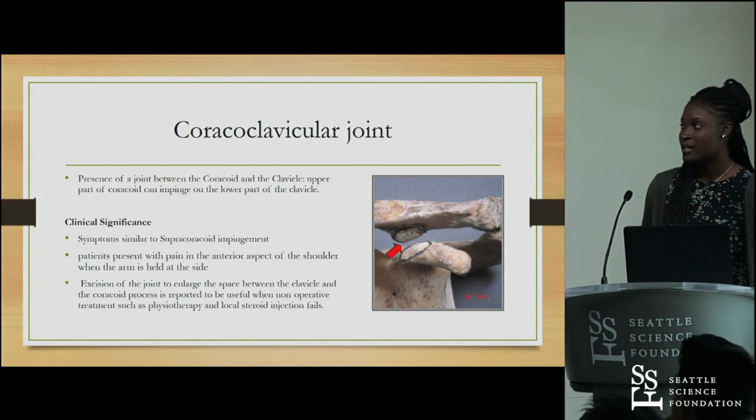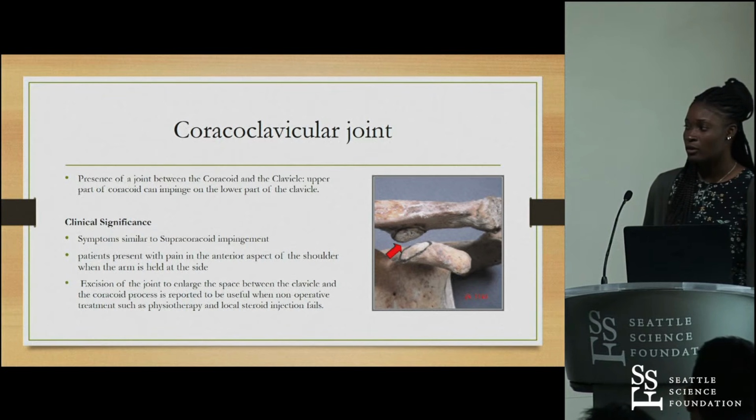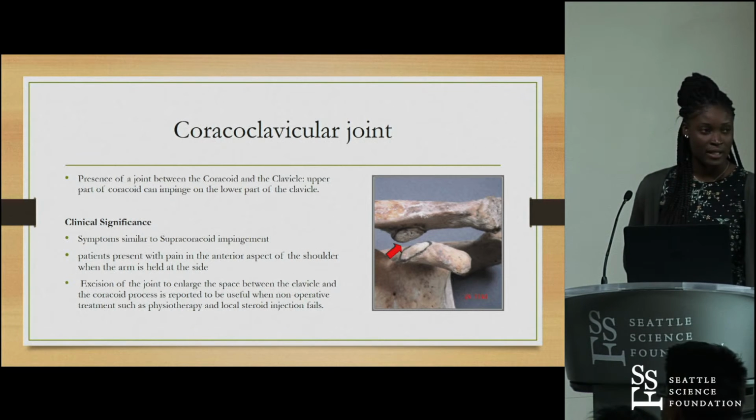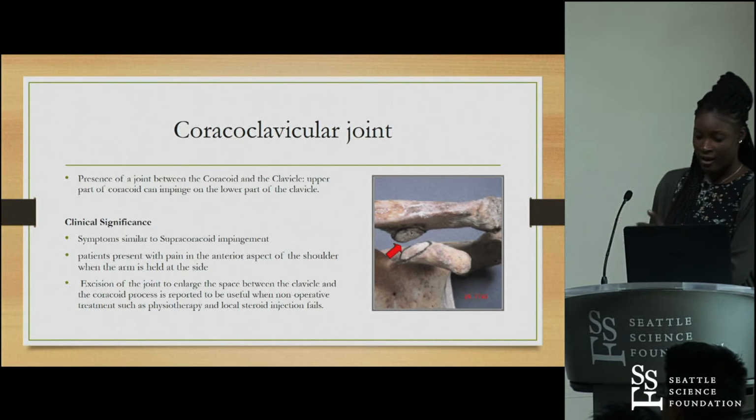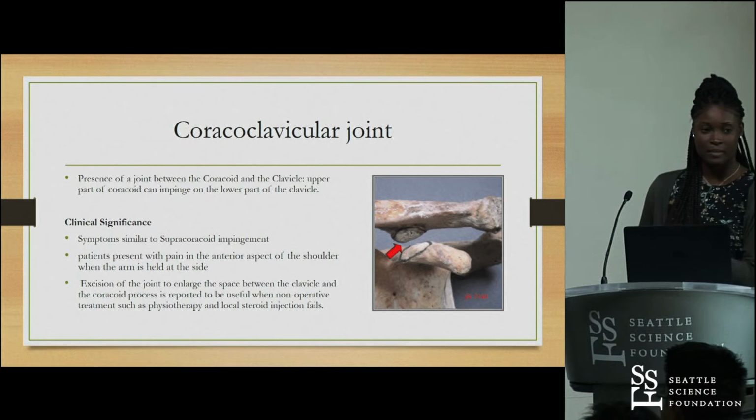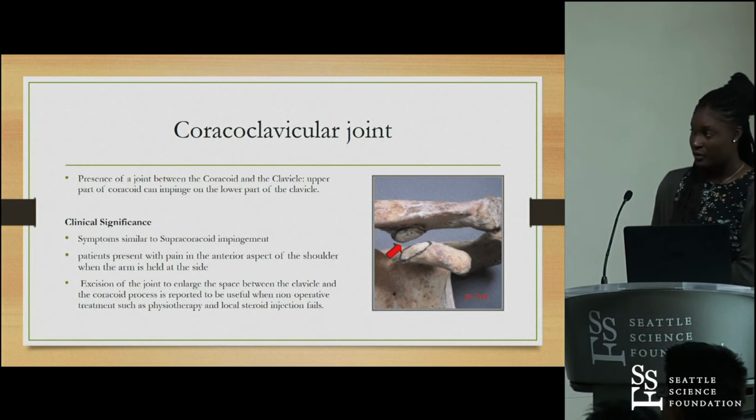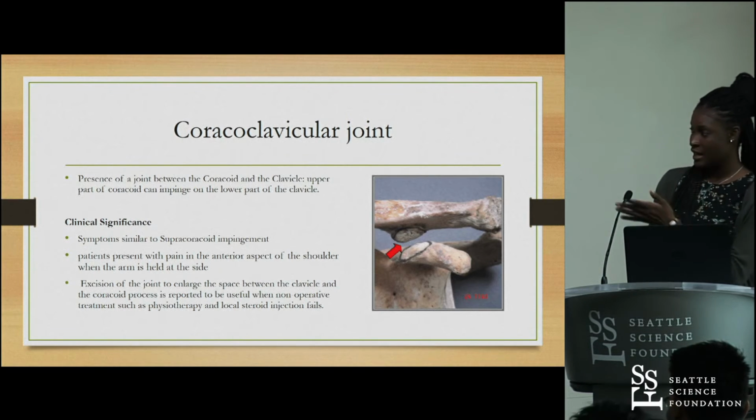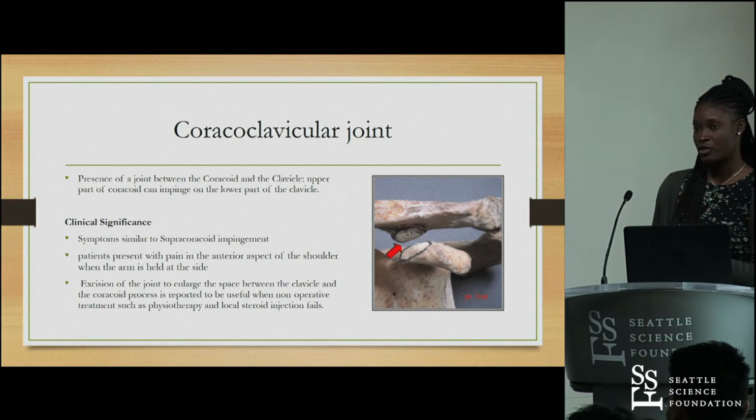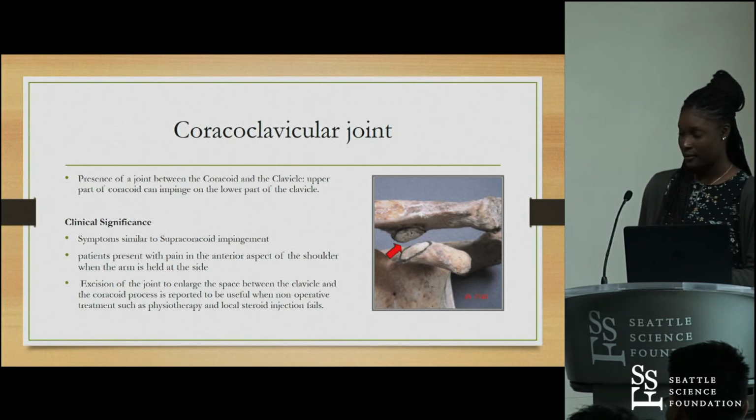And this syndrome is actually compression of your long head of the biceps, as well as the glenohumeral ligament. So you tend to have pain in the arm as well. The symptoms are very similar to that, and you can differentiate by radiography between the two. You can treat this by simply excision of the joint to enlarge the space, so that you won't have that compression on the ligaments present in that area.